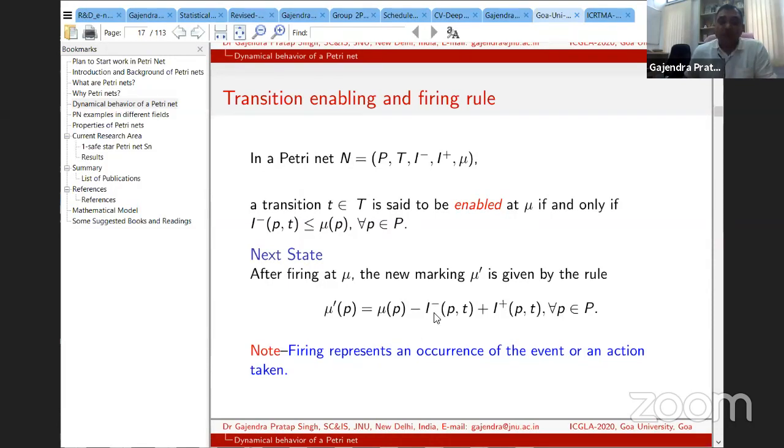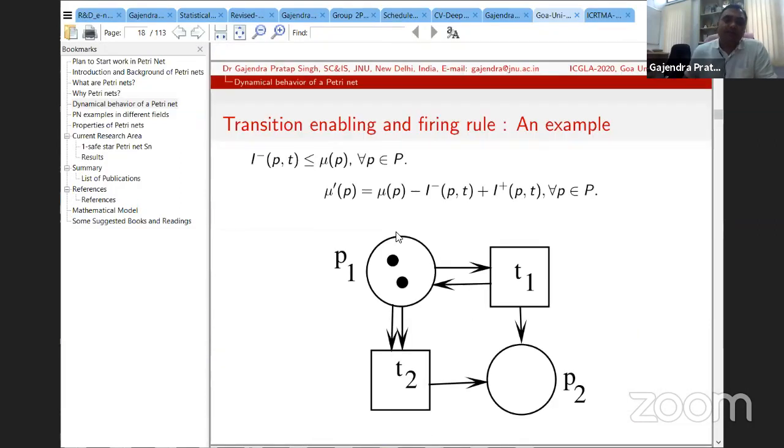This is the dynamical rule. For a very simple example, we have 2 places and 2 transitions here. So here we can see transitions T1 and T2. Here both transitions are enabled. Why are these transitions enabled?